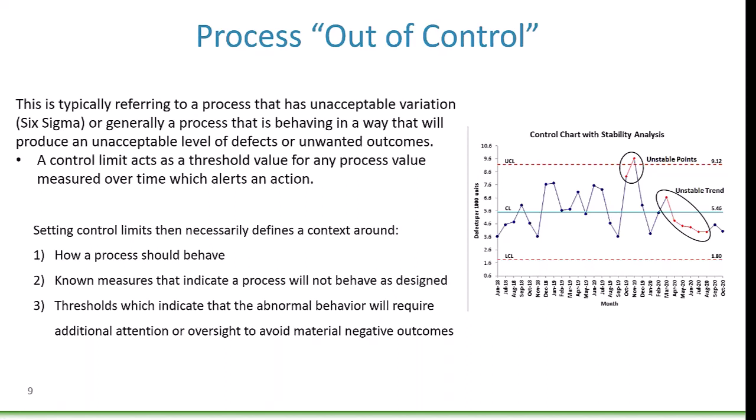But in general, like I said, the whole idea is you want a process behaving a certain way, and once you know how it's supposed to be behaving, you should be able to set a control limit. So if you go down, if you haven't already read the slide, to setting control limits, it has to necessarily define a context around a process. And number one would be how that process should behave. Because if you're going to say this is uncontrolled variation or this is unacceptable performance, you have to, one, know how a process should behave.